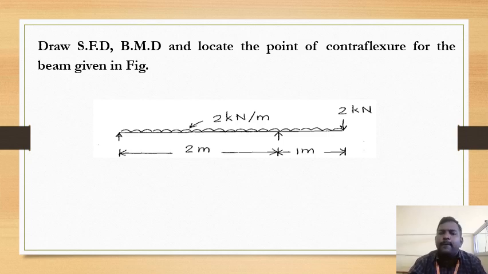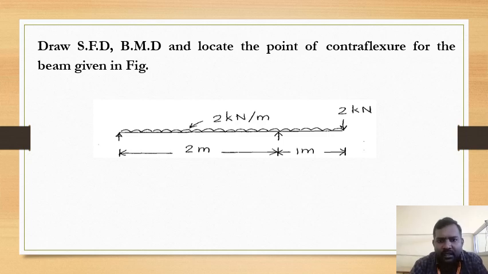Point of contraflexure is the transition of the bending moment from positive to negative or vice versa. So this is known as the point of contraflexure, and we have to determine the location of the contraflexure point. That is what we are going to determine.